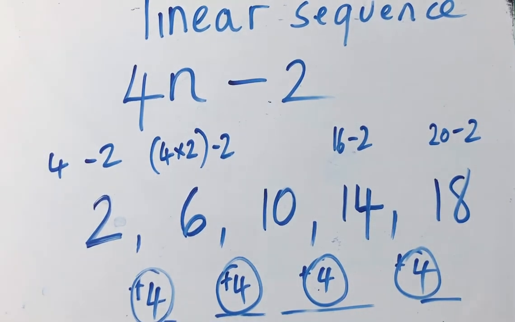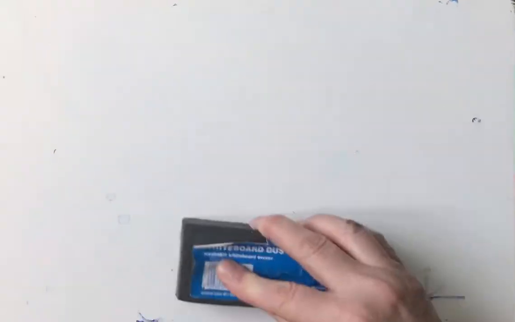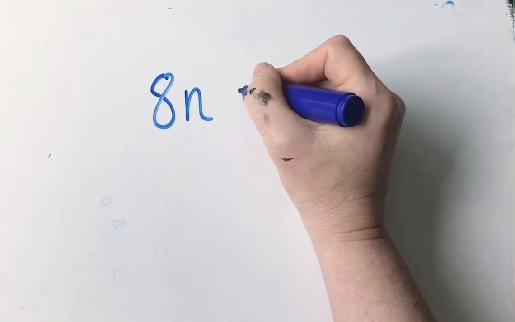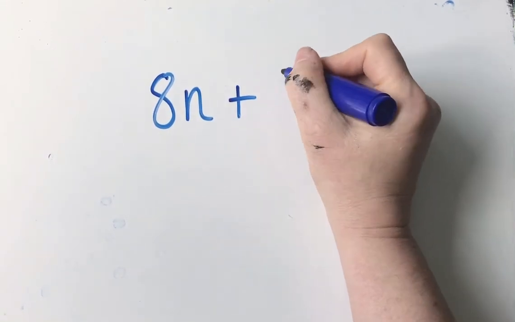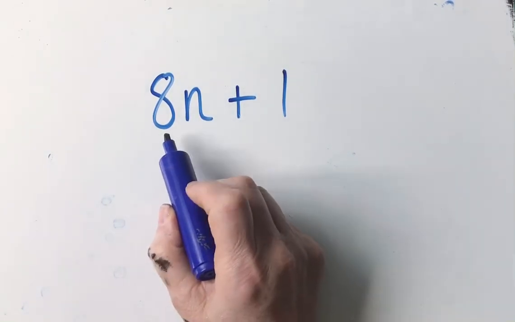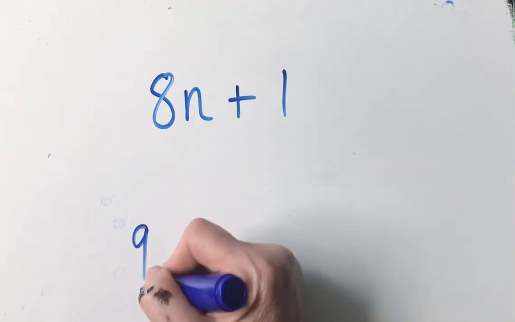I'm going to do one more example, and then you're going to have a go at generating the first 5 terms of a linear sequence yourself. So let's have a look. I'm going to generate the terms for the sequence 8n plus 1. So this is the 8 times table. The first term, 8 times 1 is 8. 8 plus 1 is 9.